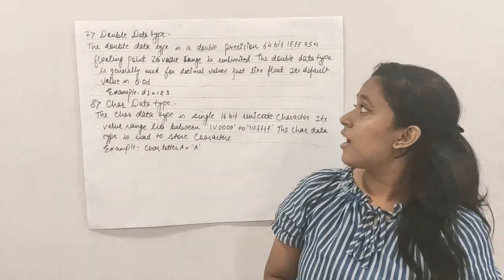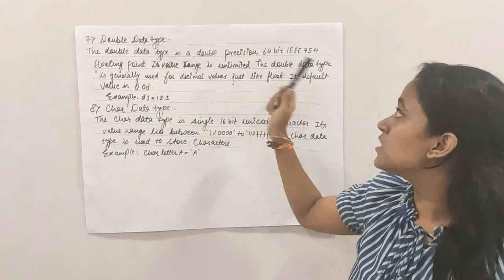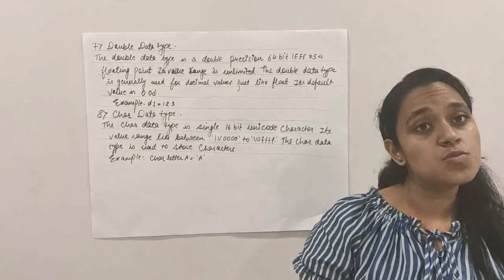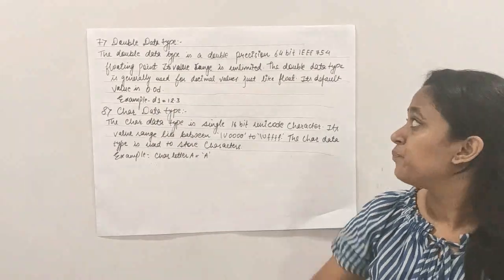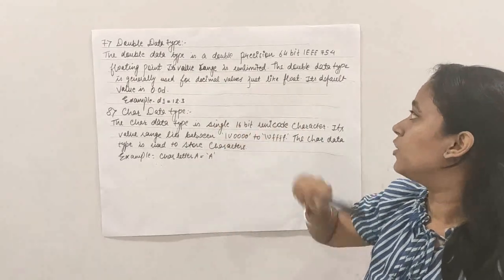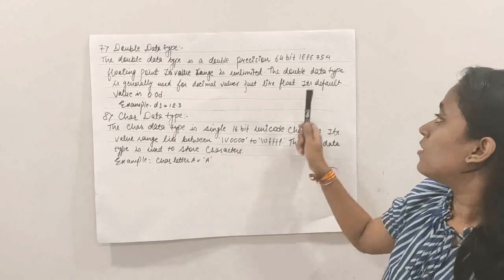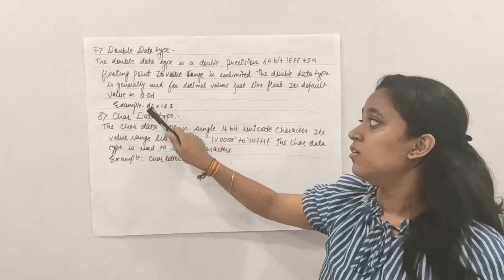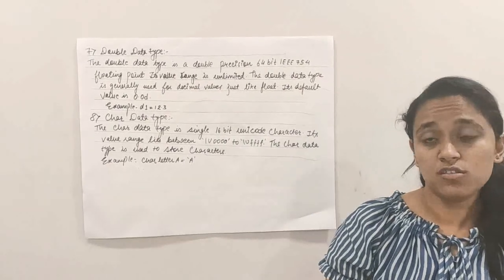Our seventh primitive data type is the double data type. The double data type is a double precision 64-bit IEEE 754 floating point. Its value range is unlimited. The double data type is generally used for decimal values, just like float. Its default value is 0.0d. For example, d1 is equal to 12.3.